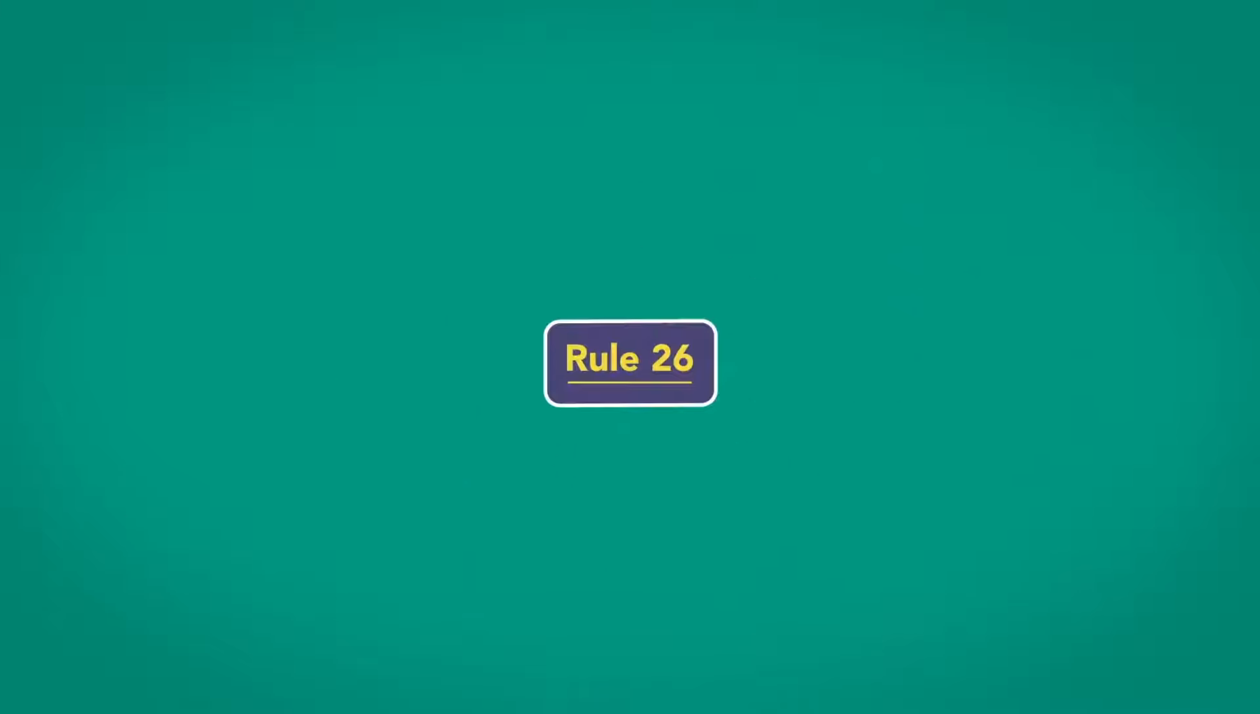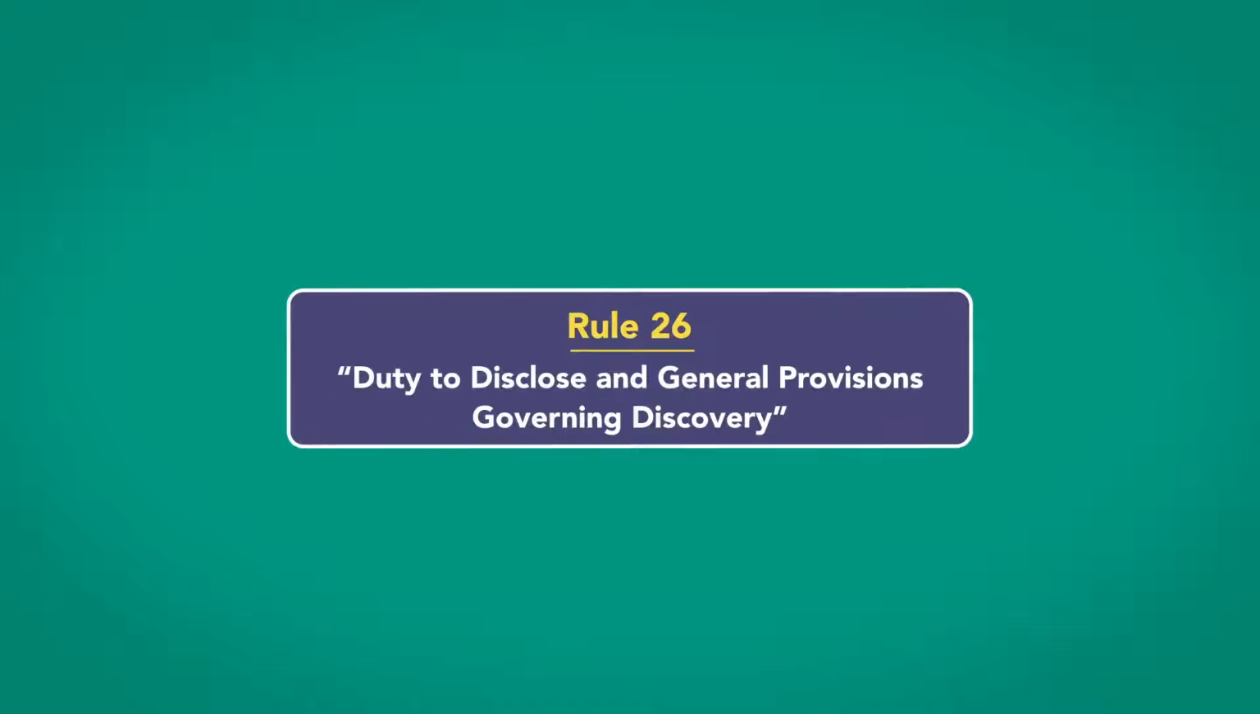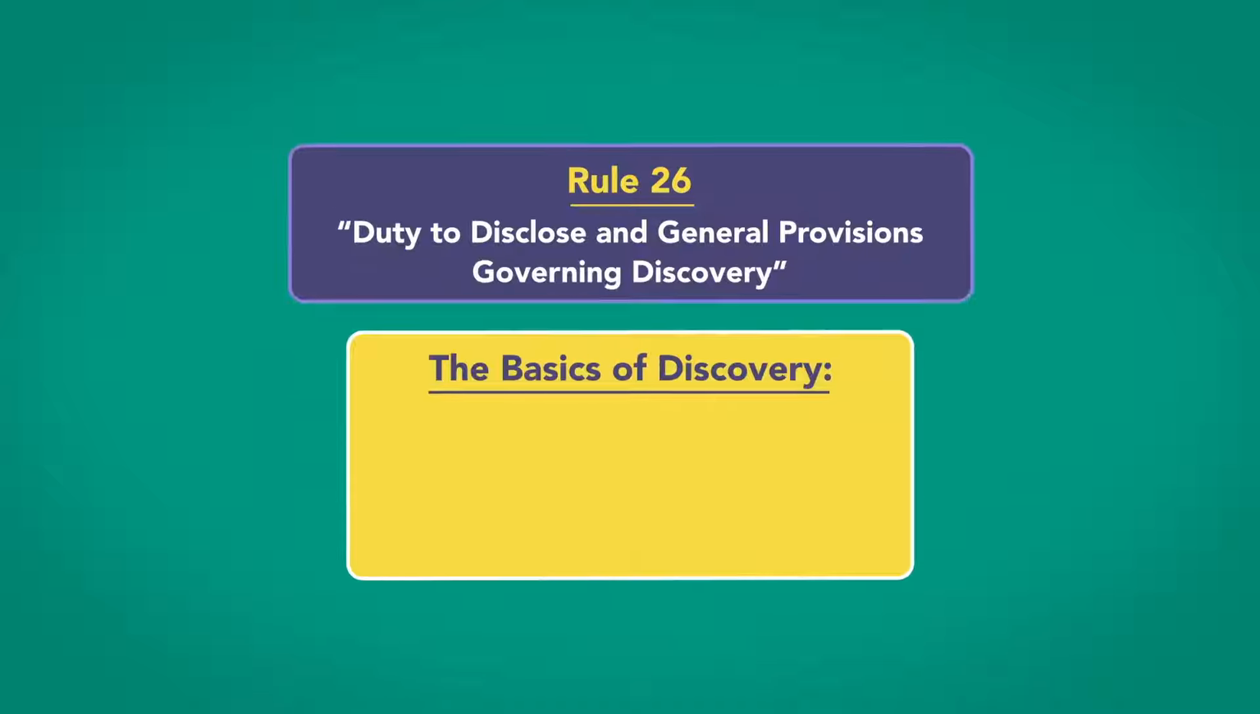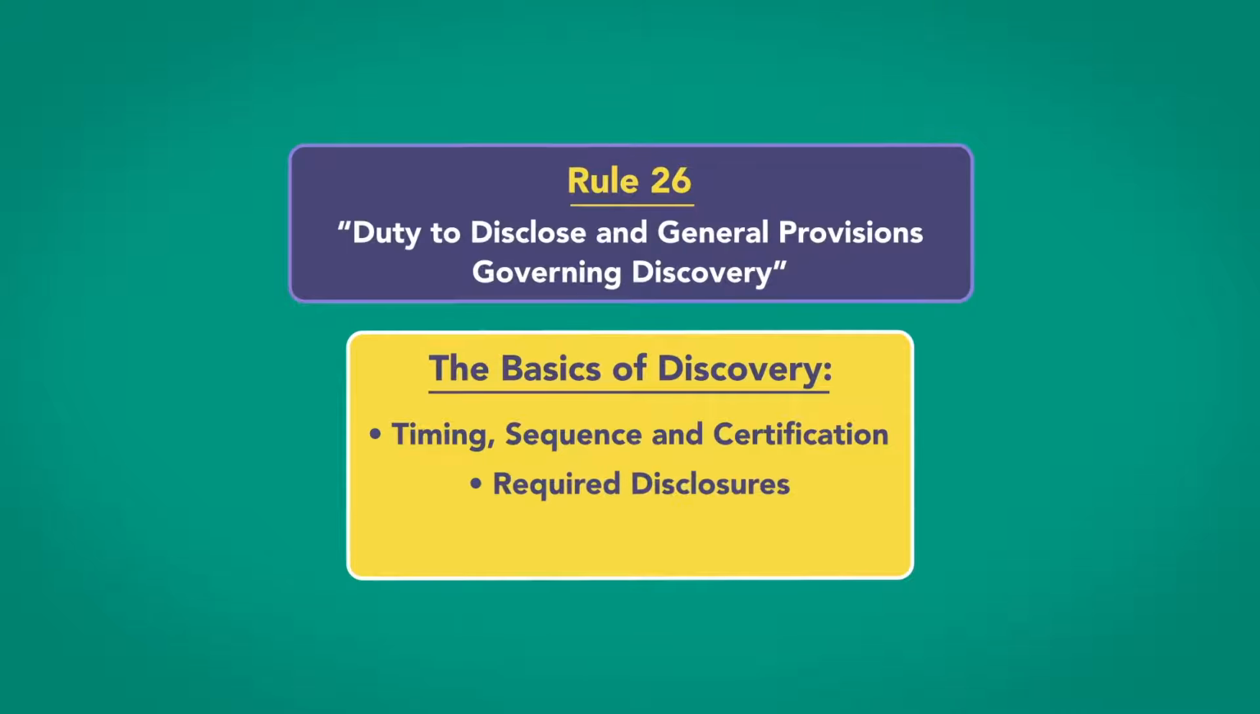In this module, we will focus on the first of the federal rules that govern discovery, Rule 26, which is entitled Duty to Disclose and General Provisions Governing Discovery. This rule covers the basics of discovery, including its timing, sequence, and certification, required disclosures, and its general scope and limits.